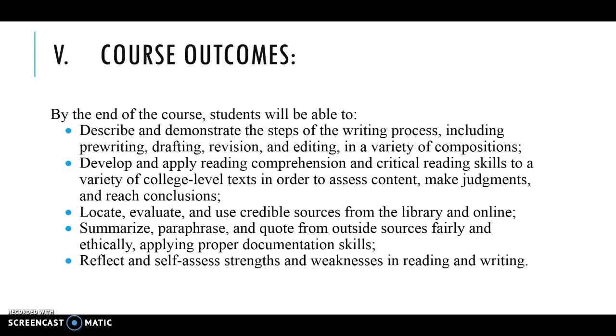So you can see them, our outcomes are to describe and demonstrate steps of the writing process, including pre-writing, drafting, revisioning, and editing in a variety of compositions. Develop and apply reading comprehension and critical reading skills to a variety of college-level texts in order to assess content, make judgments, and reach conclusions. Locate, evaluate, and use credible sources from library and online. Summarize, paraphrase, and quote from outside sources fairly and ethically, applying proper documentation skills. Reflect, self-assess strengths and weaknesses in reading and writing.